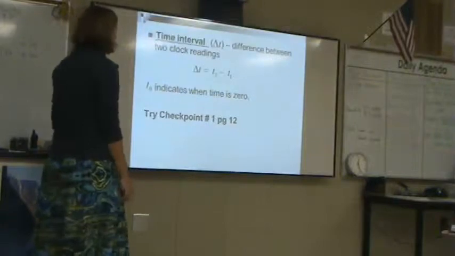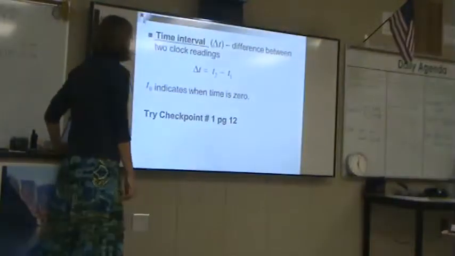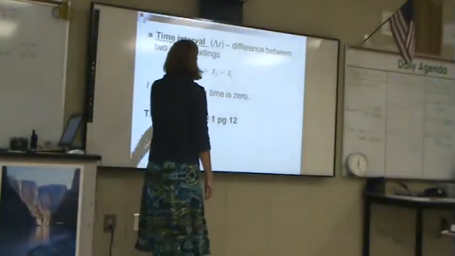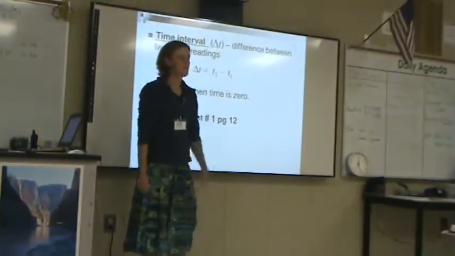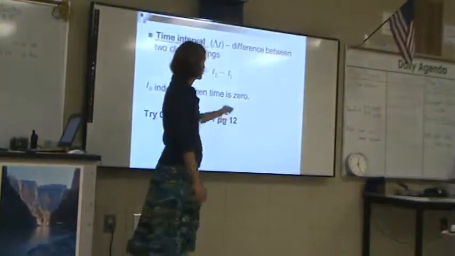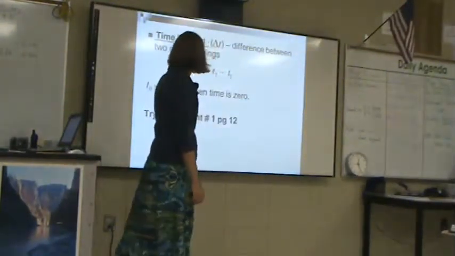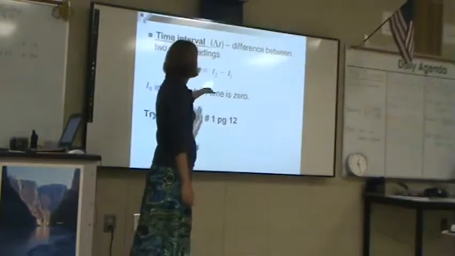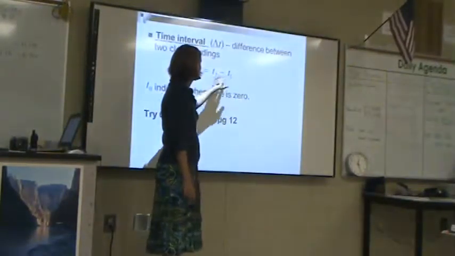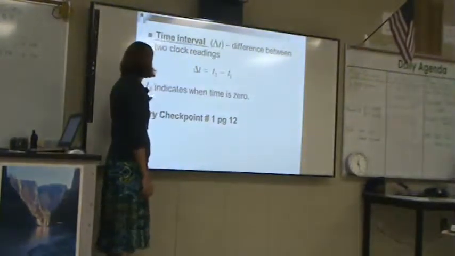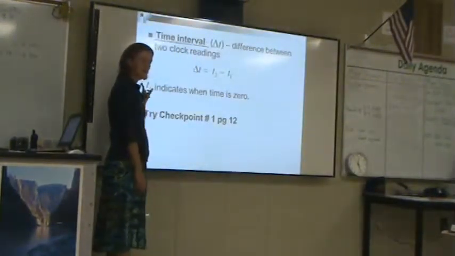All right, time interval. Almost always we're going to have our initial time just being 0. So pretty much the time is the time interval. Again, either final minus initial or second time minus first time. Sometimes you'll see this, a 0, little subscript 0.